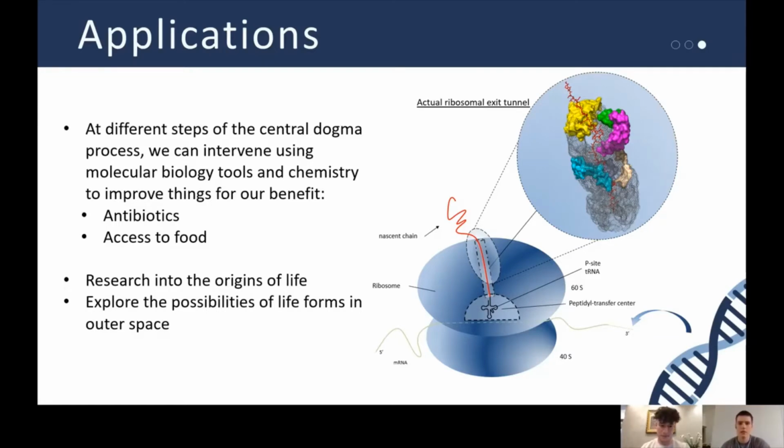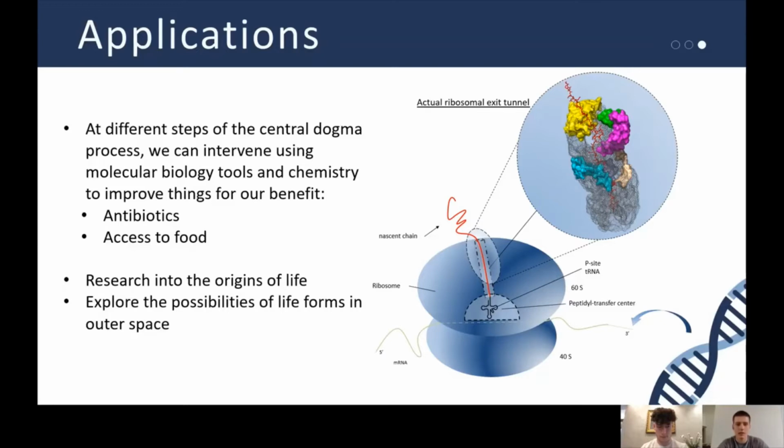Okay, so that is a bit more detail on the central dogma idea that we were just talking about before. And luckily, at different steps of the central dogma process, we can intervene using molecular biology tools along with chemistry to improve things for our benefit. So for example, in antibiotics, which you've probably heard of before, we can use molecules that will interrupt this system. So for example, in that ribosomal exit tunnel, we can make molecules that block this, so bacteria can no longer make proteins, so they can no longer survive because they need these proteins for essential things.